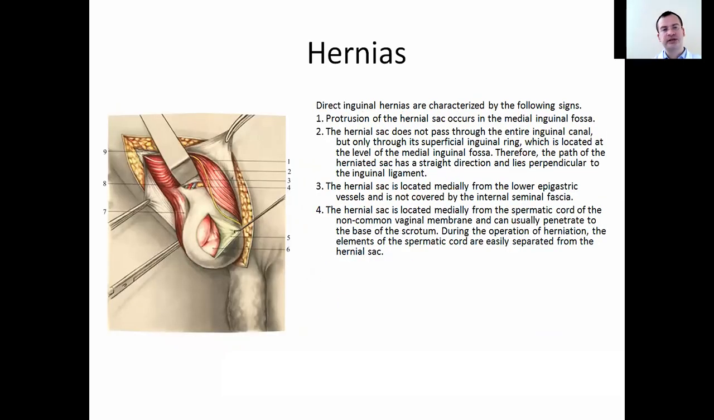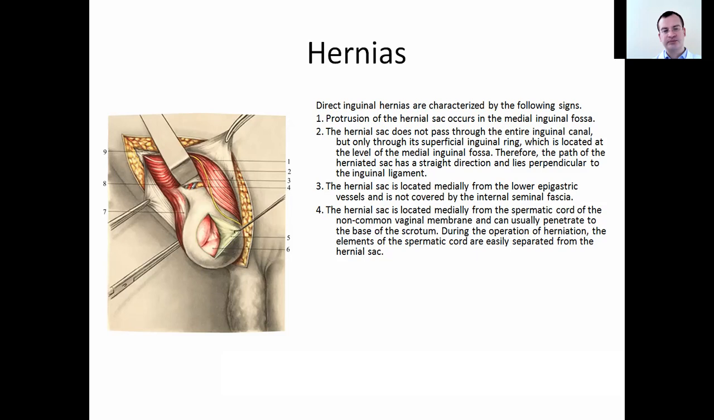Direct inguinal hernias are characterized by the following signs. Protrusion of the hernial sac occurs in the medial inguinal fossa. The hernial sac does not pass through the entire inguinal canal, but only through its superficial inguinal ring, which is located at the level of the medial inguinal fossa. Therefore, the herniated sac has a straight direction and lies perpendicular to the inguinal ligament.